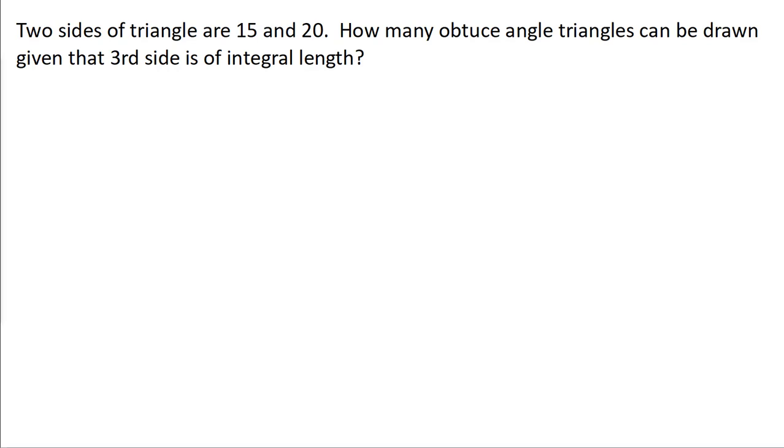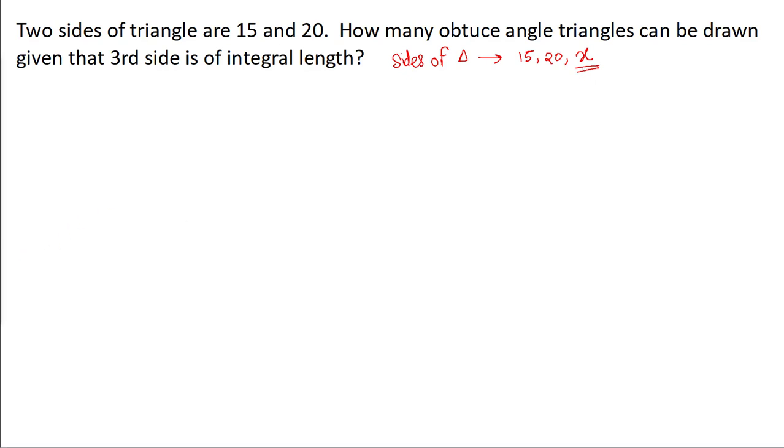Over here the sides of the triangle 15 and 20 are the first two sides. The third side is an integer. Let's take that side as x. First of all we are going to find the maximum possible value of x and the minimum possible value of x. How to find the maximum and minimum possible value of x, that we saw in the last video.